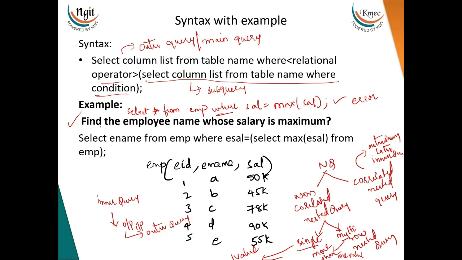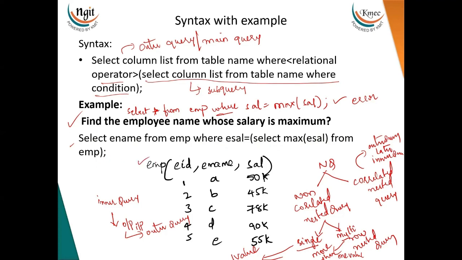In order to solve the question, we have a query like this. Select employee name from employee where employee salary is equal to select max of employee salary from the employee table. Firstly, you are going to start with the inner query. So start writing an inner query. What is the question? You have to find out the maximum salary from the employee table. Select max of employee salary from employee table.